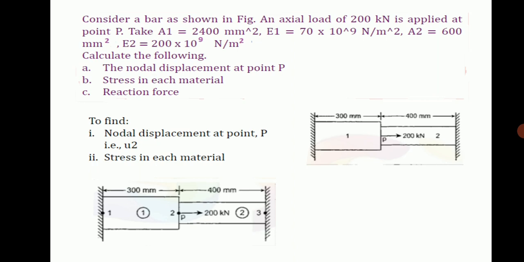So here the first element length L1 is 300 mm and L2 is 400 mm. In the second node, a 200 kilonewton load is acting, that is 200 into 10 power 3 Newton. Node 1 and node 3 are fixed. When we apply the boundary conditions, we put U1 and U3 as 0.